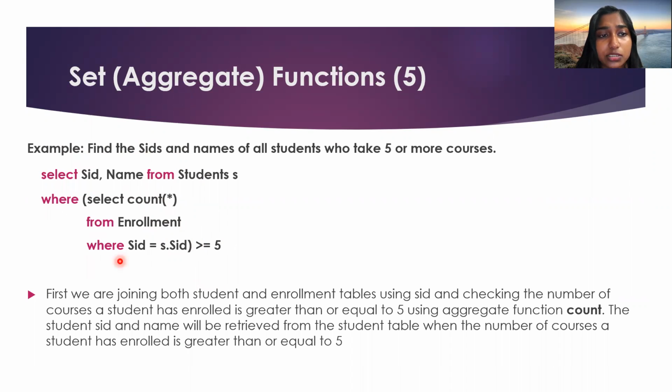The query is: select SID, name from students table S, where (select count from enrollment where SID is equal to S.SID) is greater than or equal to 5. What we are doing here is joining both the student and enrollment tables using SID and checking whether the number of courses is greater than or equal to 5. If it is, that student's SID and name will be fetched from the students table. That is the query we are implementing here.